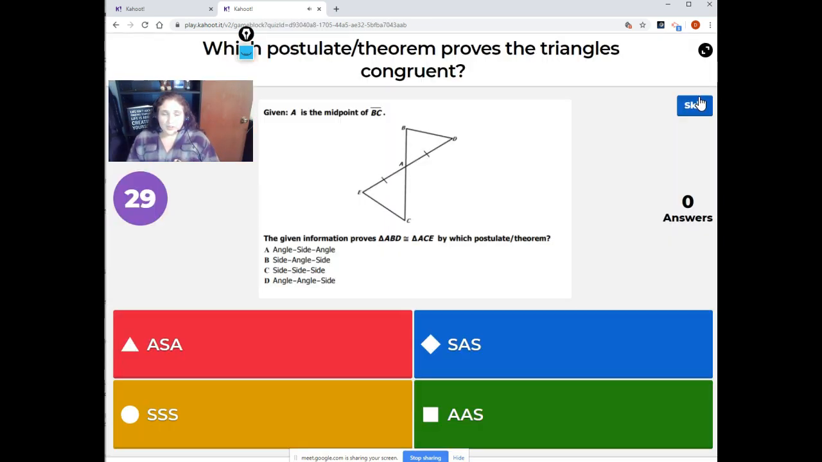Which postulate or theorem proves that triangles are congruent? Note A is the midpoint of BC.